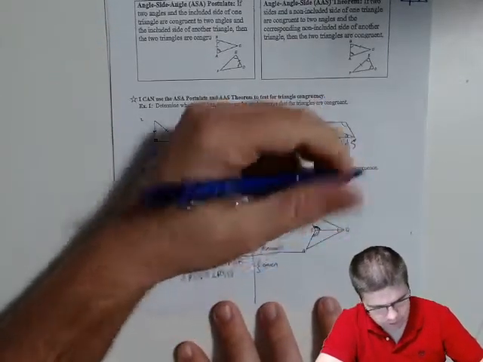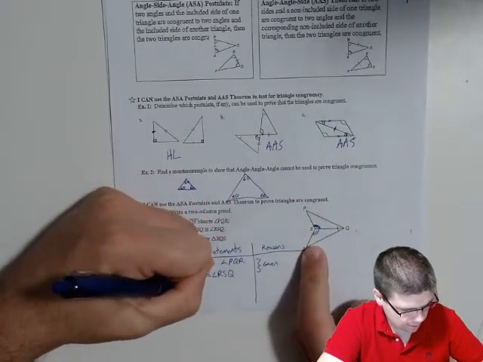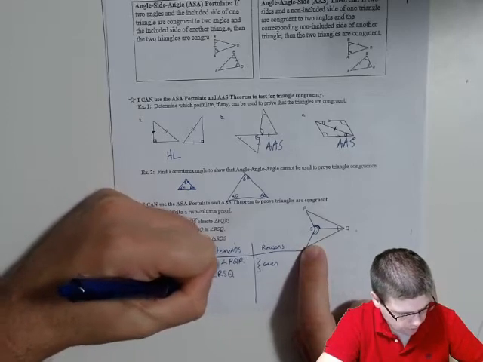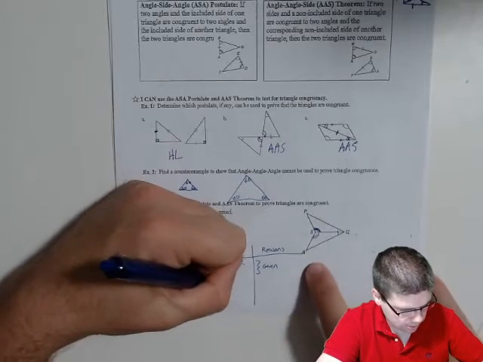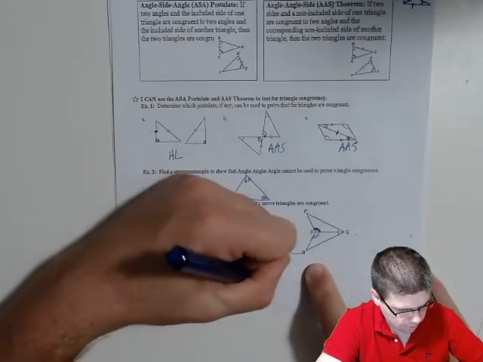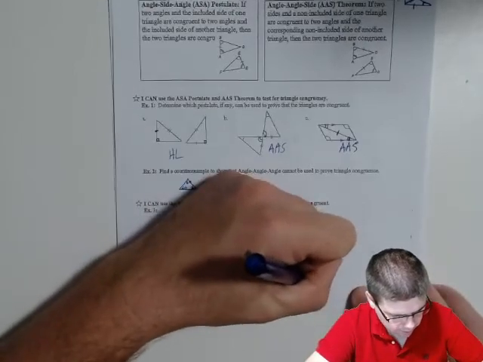So first, we can say that angle PQS is congruent to angle RQS from the definition of angle bisector.